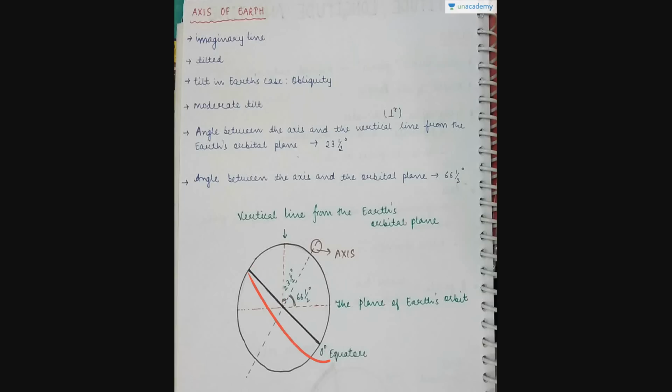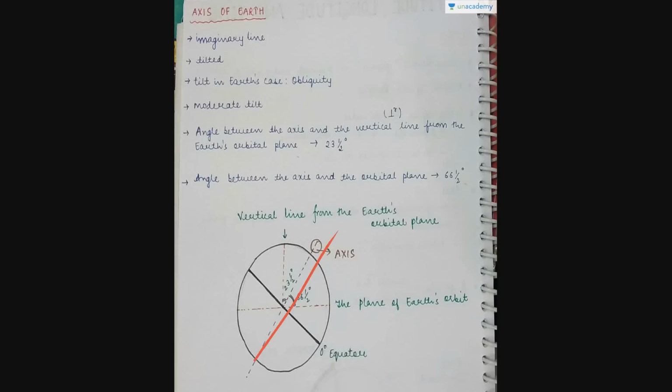Now, this is the equator and this plane is known as the equatorial plane. But this is the orbital plane. Orbit is what? The earth revolves around the sun in an elliptical orbit. We have just seen that in the earlier lesson. So, this dotted line here is the plane of earth's orbit, or the earth's orbital plane.